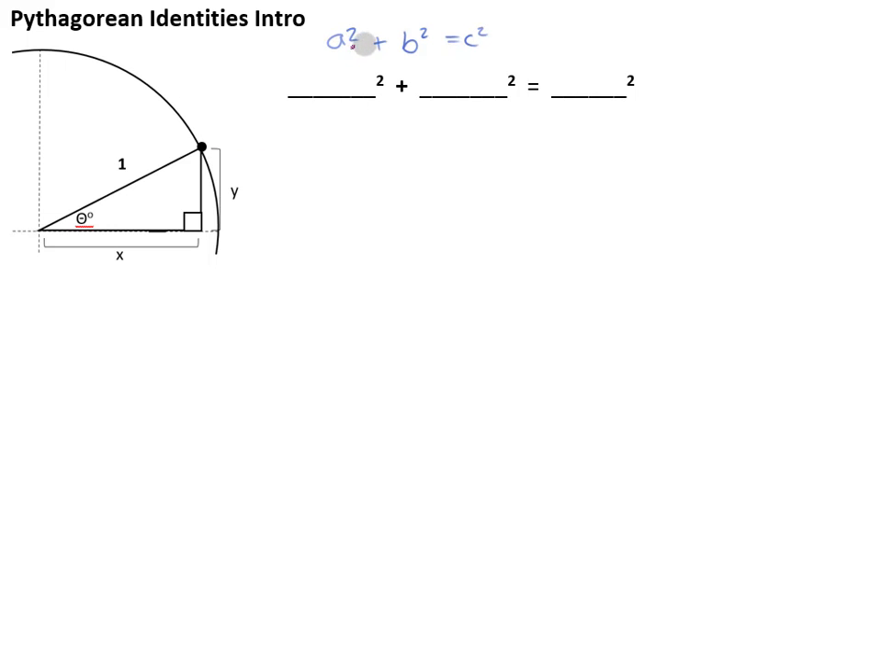So instead of writing a, b, and c, let's write in the values we have here. So our two legs would be x and y. So we could say x squared plus y squared equals our hypotenuse 1 squared. Now, if we turn this back into what we know about the unit circle, what does x represent? What does y represent? Okay. Remember, x represents the cosine of our angle, and y represents the sine of our angle.